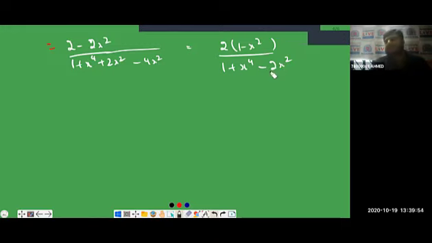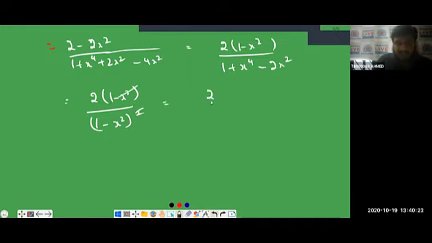You can even write the denominator as x square minus 1 whole square, or 1 minus x square whole square. That way also you can write it. The expression is 2 into 1 minus x square divided by, can I write the denominator as 1 minus x square whole square? 1 minus x square and 1 minus x square I can cancel out. So 2 divided by 1 minus x square is the answer. So this is the final simplification answer.